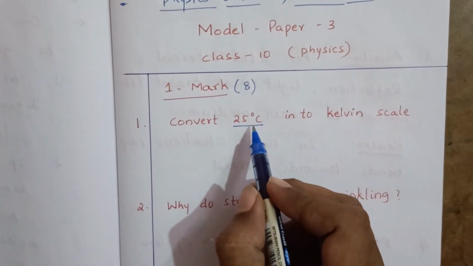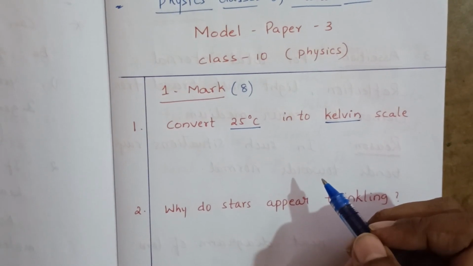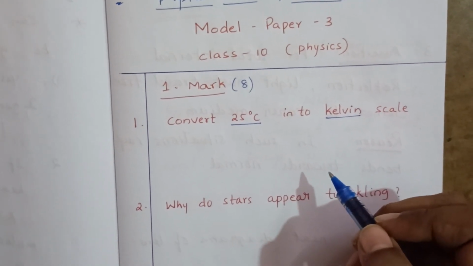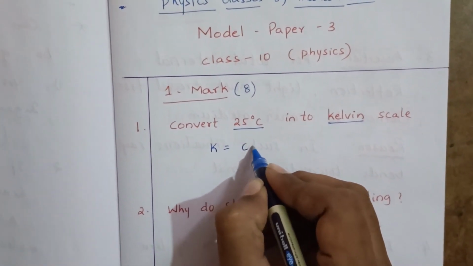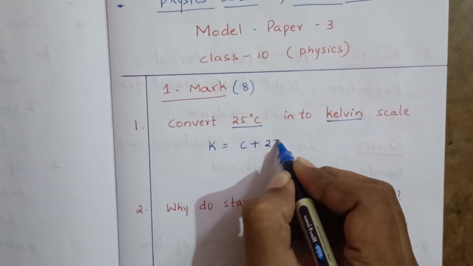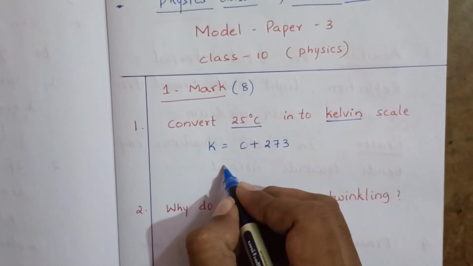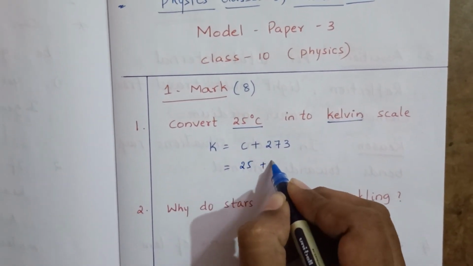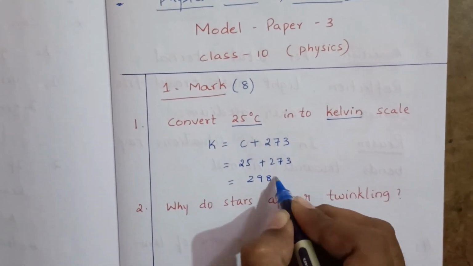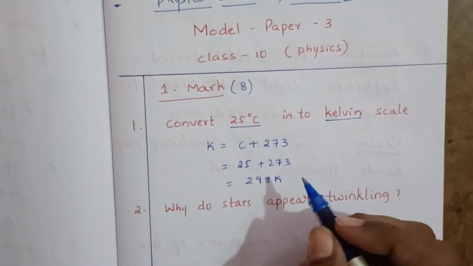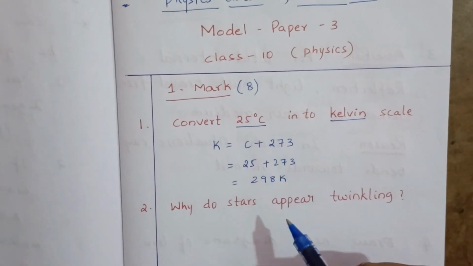Whenever they give the Celsius scale and ask to convert to the Kelvin scale, we should add 273. Kelvin equals centigrade plus 273. K = C + 273. Now C is 25, plus 273, total 298 kelvins.